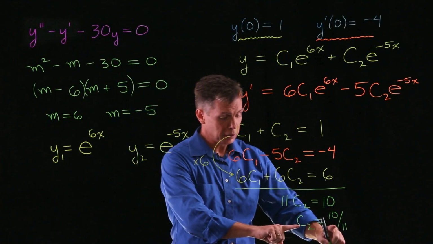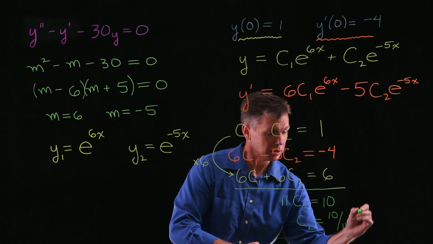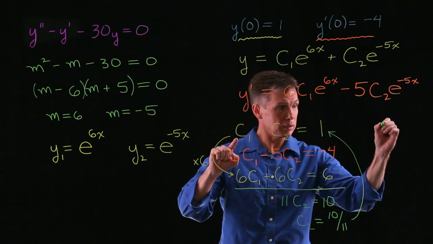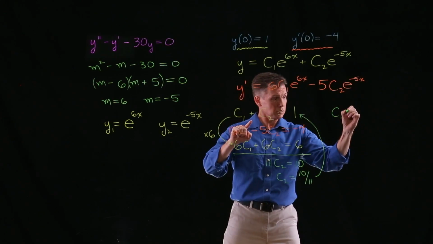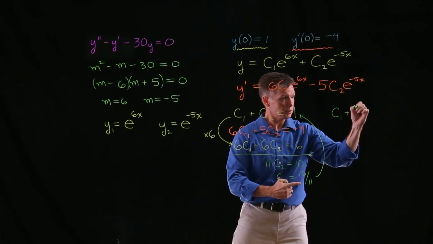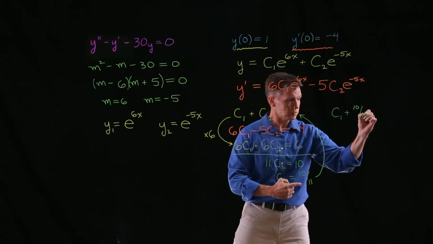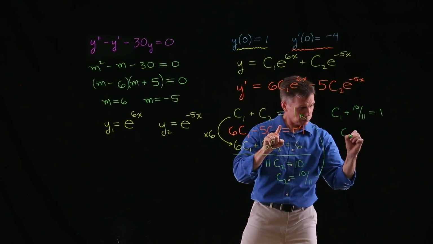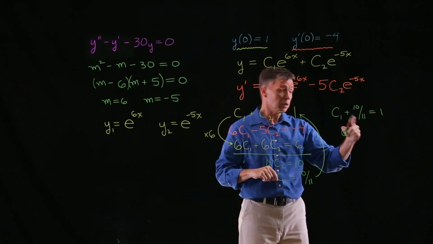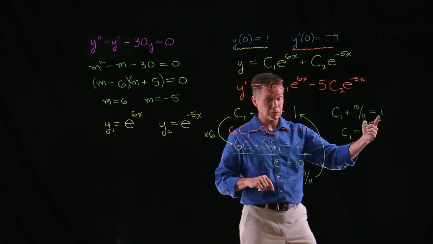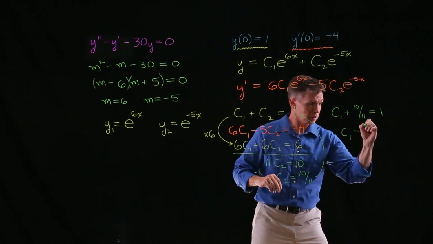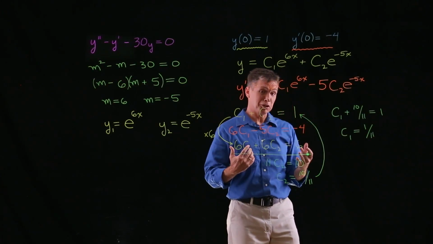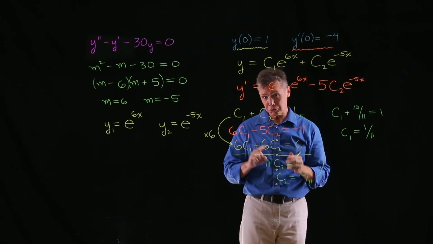Now I take that value of c2 and plug it in here. My c1 I still don't know, but c2 is 10/11, and c1 plus that equals 1. So c1 equals, if I subtract that over, 11/11 take away 10/11, looks like 1/11. That's awesome. We've got our C1, we've got our C2.